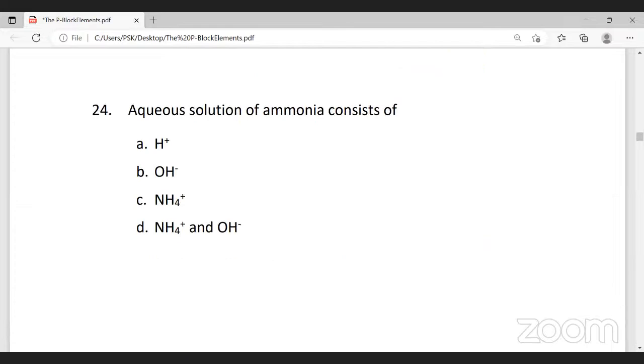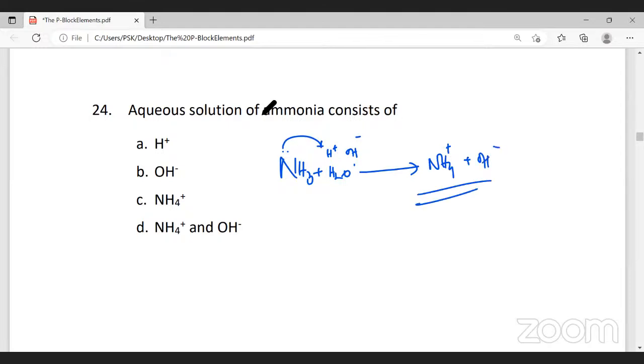Next, aqueous solution of ammonia consists of H plus ion, OH minus ion, NH4 plus ion, and OH minus ion. So ammonia, when dissolved in water, nitrogen has a lone pair of electrons. Water gives H plus and OH minus. It will give a pair of electrons to H plus, forming NH4 plus. Therefore, we get NH4 plus and OH minus. So the aqueous solution of ammonia will contain NH4 plus and OH minus. Hence, the answer is option D.